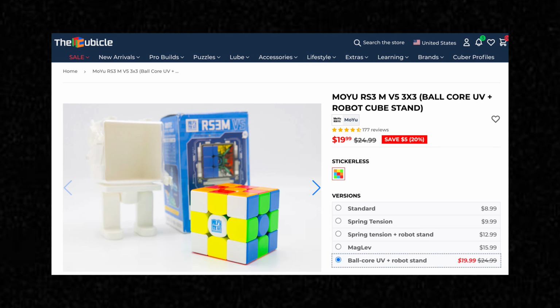For Yiheng, he uses the Super Weilong V2, the Weilong V11. He just uses all those Moyu cubes. For me, I use the RS3 and V5. It works very well for me.